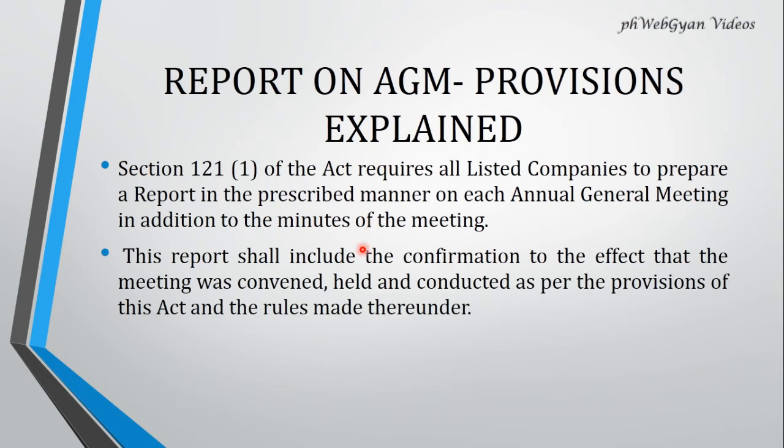Now, it has to include the confirmation to the effect that the meeting was convened, held, and conducted as per the provisions of this Act and the rules made thereunder. So basically, this report should tell that all the provisions with regard to the meeting given under the Act or in the rules have been complied with, and that the meeting has been convened as per those provisions only. So this confirmation is to be given in the report.